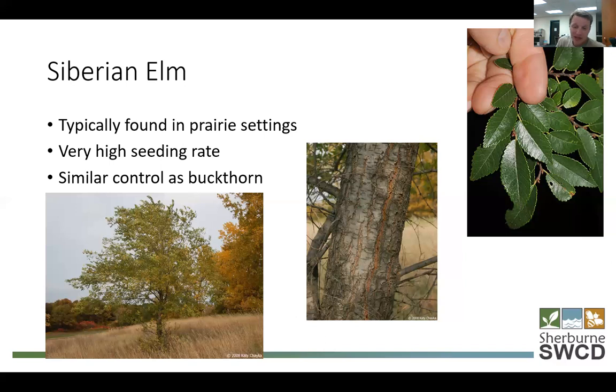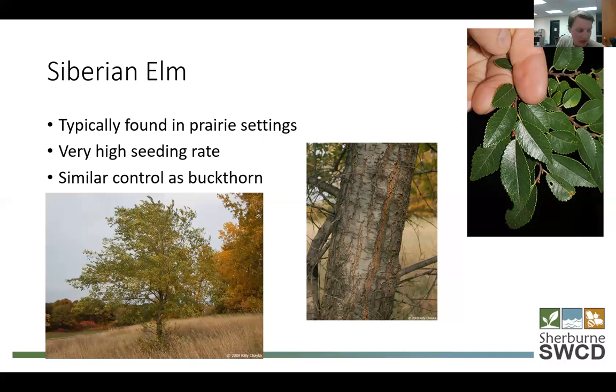So Siberian elm management is actually very similar to buckthorn management. The most effective way of getting rid of Siberian elm is again to hand pull small seedlings, and then anything that you can't pull is to do that same stump cut treatment. So again, like buckthorn, you're cutting it at the stump, putting a little herbicide on, and then moving on to the next tree. And again, like buckthorn, the most effective time to do this is during the fall.